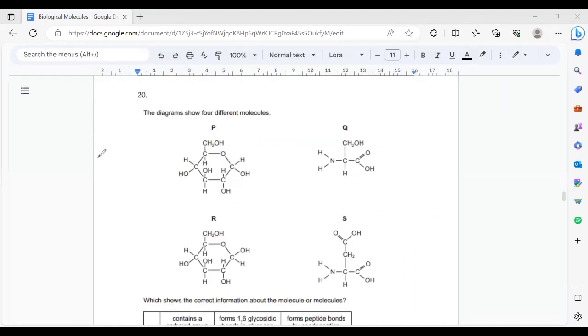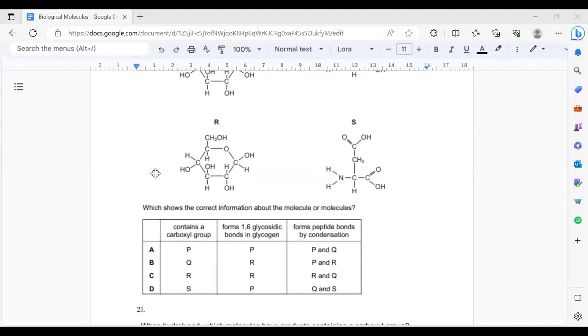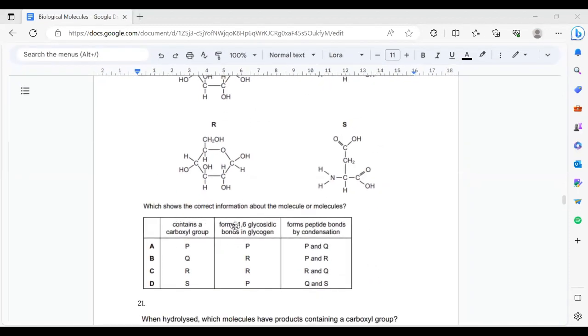Okay, question number 20 with so many diagrams. The diagram shows 4 different molecules and which shows the correct information about the molecule or molecules. Okay, so let's look at the options first. We'll come back to the diagram. Contains a carboxyl group, forms 1,6 glycosidic bonds in glycogen, forms peptide bonds by condensation.